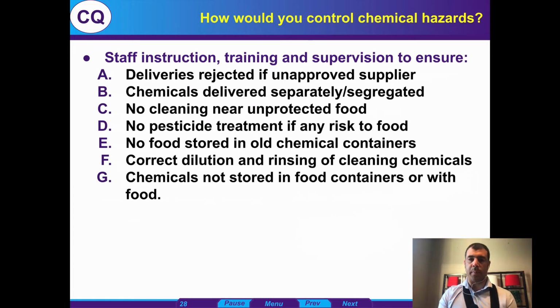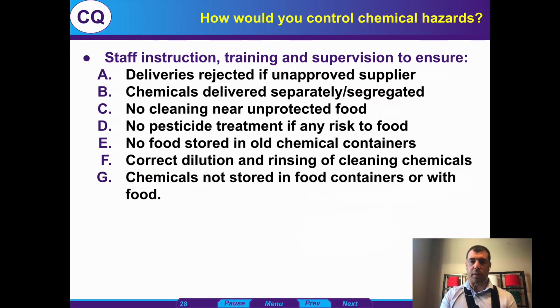No pesticide treatment if any risk to food. So this one is a little bit of a tricky one, because that means you need to carefully choose the products so they haven't been excessively contaminated with pesticide treatment. So if you are using organic products or something similar, the likelihood of having pesticide is very, very low. But if you are using something that's coming from large facilities, you might be running the risk of having pesticides. So you must wash the food, especially fruit and vegetables.